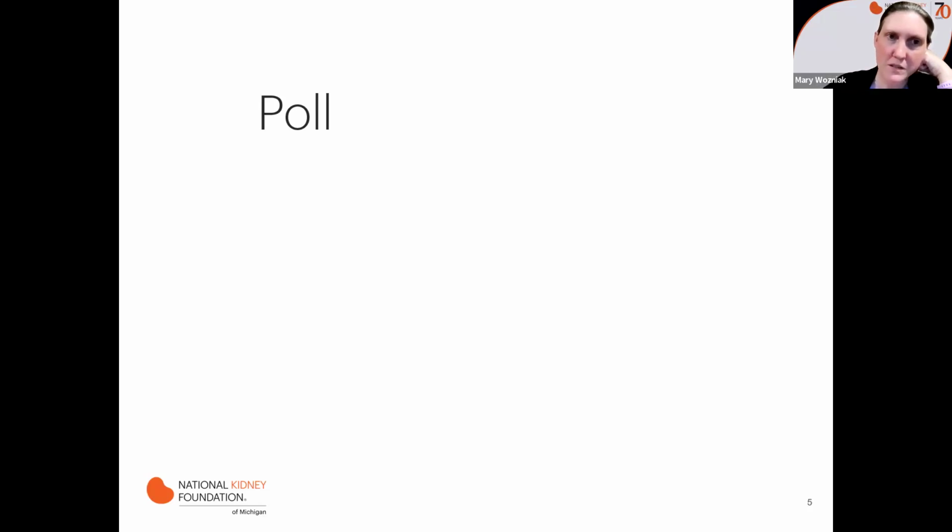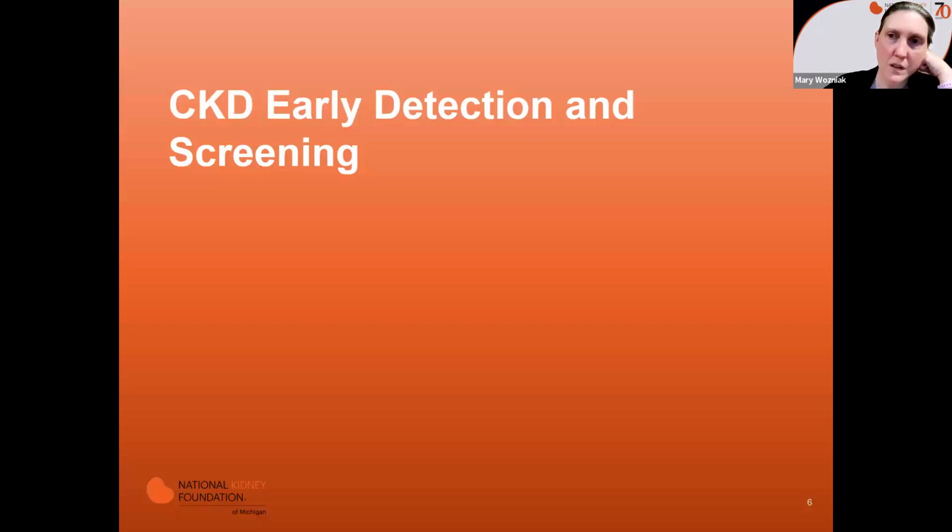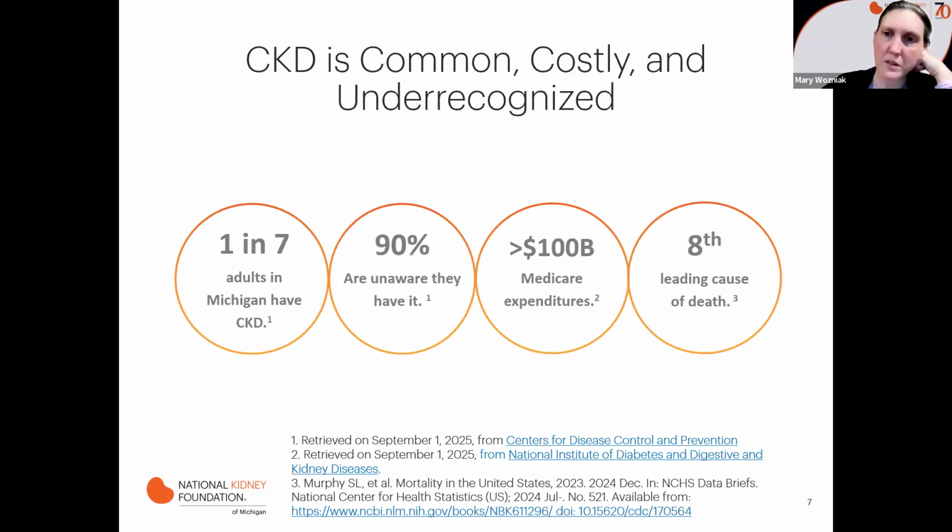Hopefully you can see my PowerPoint slides again. Right. So we're going to start with just a brief overview of chronic kidney disease and why early detection is so important. So chronic kidney disease is a public health problem because it's associated with substantial morbidity, impaired quality of life, shortened life expectancy, and excessive healthcare costs.